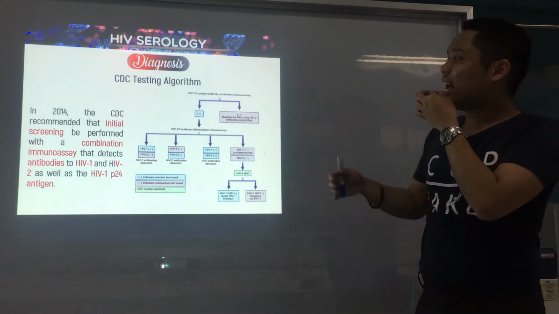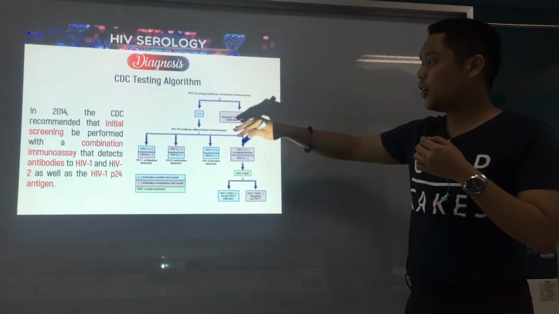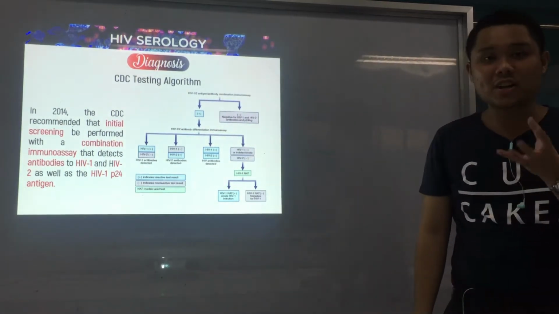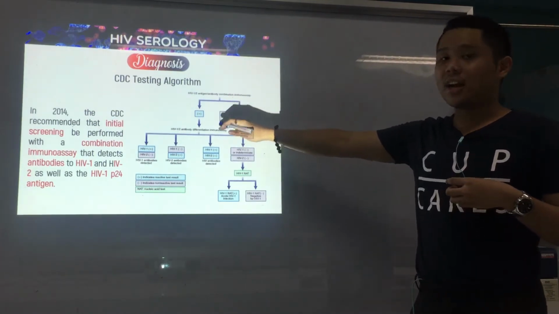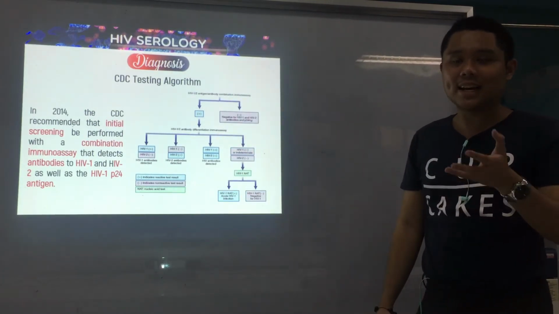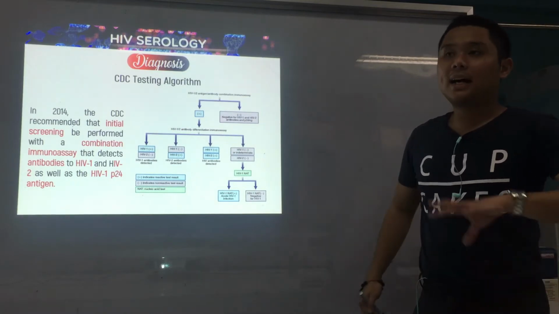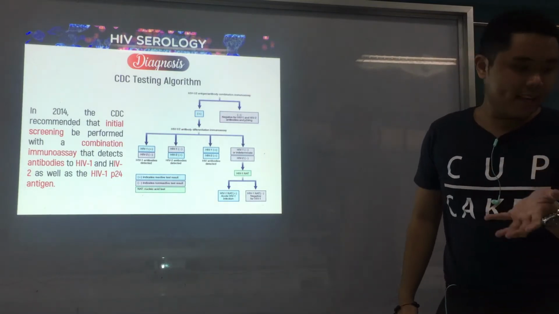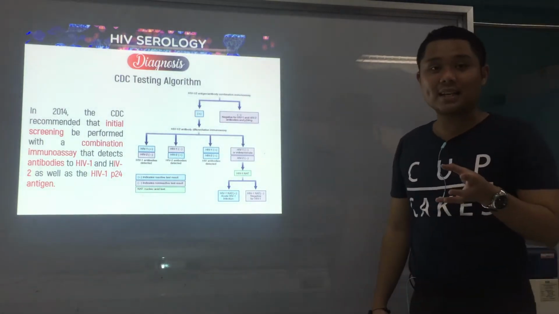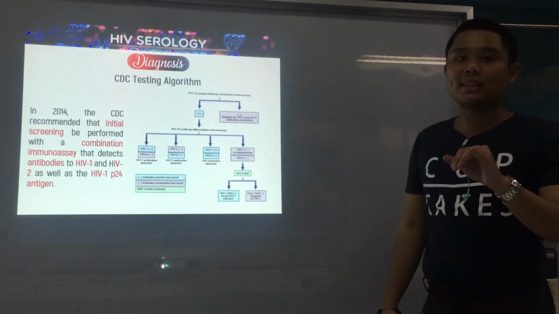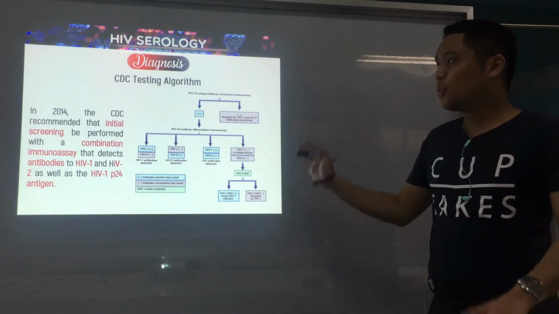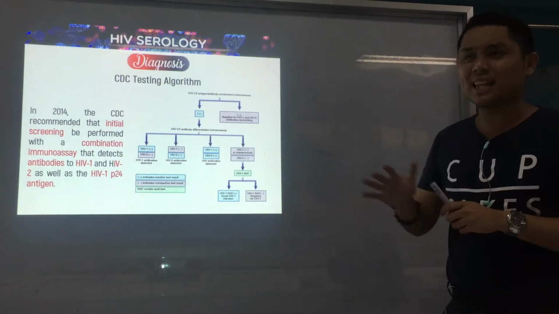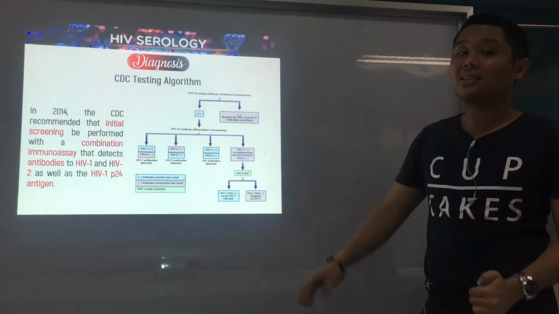All right. And if negative, you're negative for HIV-1 and HIV-2 antibodies and the P24 antigen. So, I think what they're using here is the 4th generation ELISA, because this generation of ELISA can both detect antibodies to HIV-1 and 2 and even the P24 antigen. So this is the proposed testing algorithm recommended by the CDC.